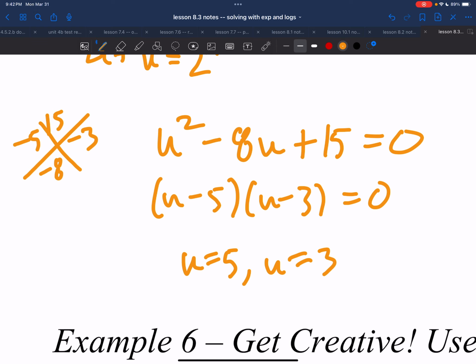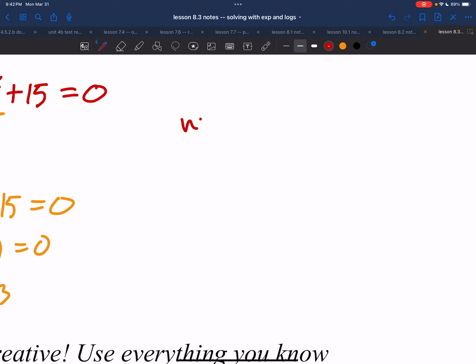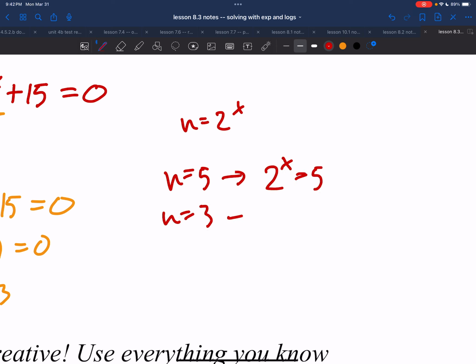But wait, what is u again? We said u is 2 to the x. So u equals 5 means 2 to the x equals 5, and u equals 3 means 2 to the x equals 3. Thus, these are simple exponentials to solve, and you could solve them one of two ways.